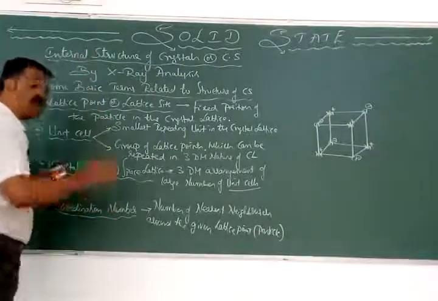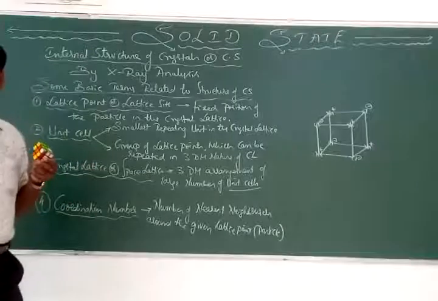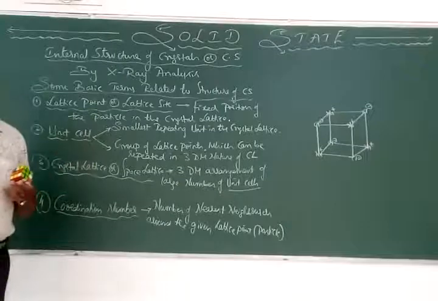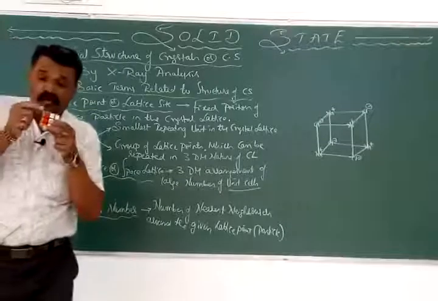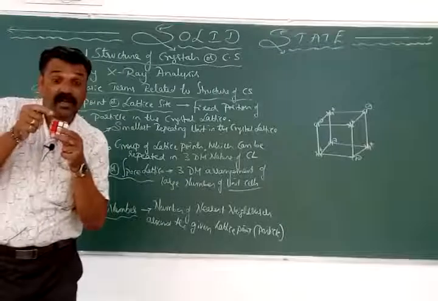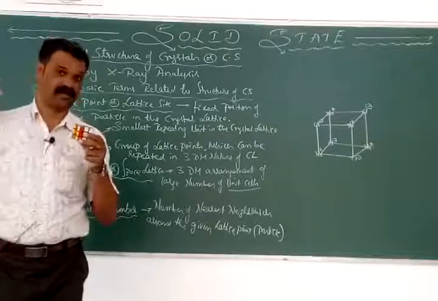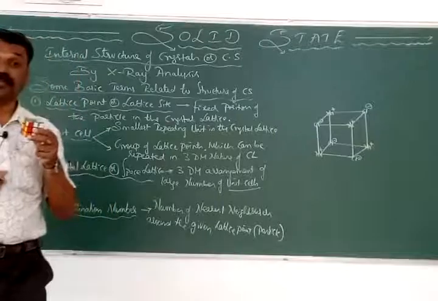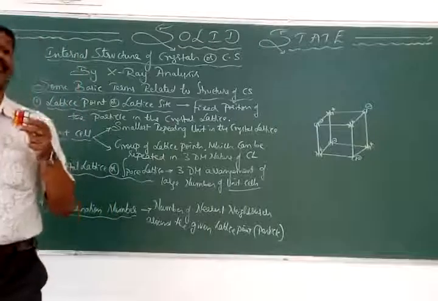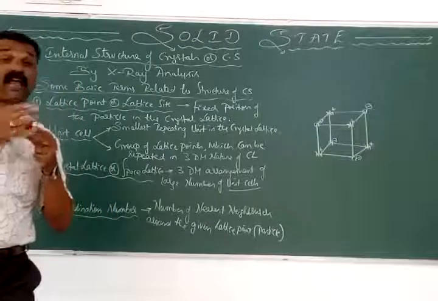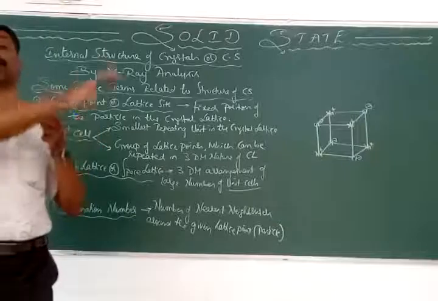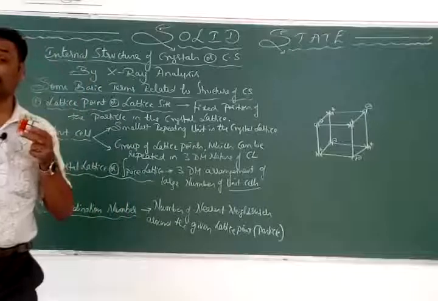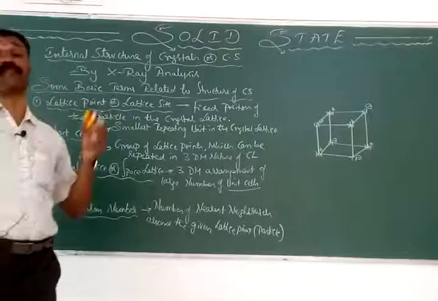So I think to study the detailed internal structure of crystalline solids, you have to be very familiar with the four different terms called lattice point, unit cell, crystal lattice, and then which one? The coordination number. So what is a lattice point? It is the fixed position of the particle in the crystal lattice. What is a unit cell? It is a group of lattice points which can be repeated in three dimensions. It is the smallest repeating unit in the crystal lattice.